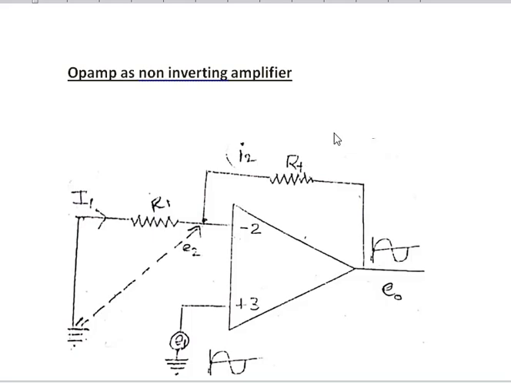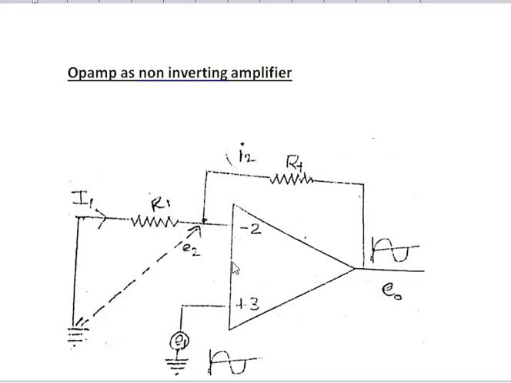You know well that the operational amplifier has two inputs. One is the inverting input, another is the non-inverting input. This is the electronic symbol of the operational amplifier. It has the inverting input, the non-inverting input, and the output. The power supply is given here and here.